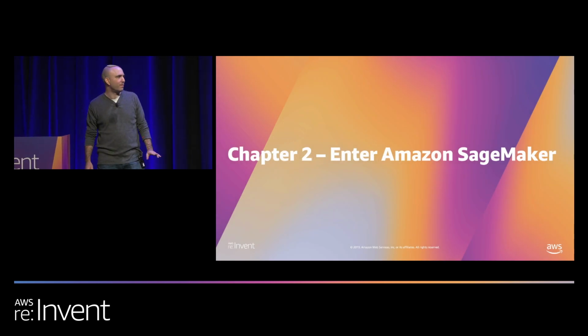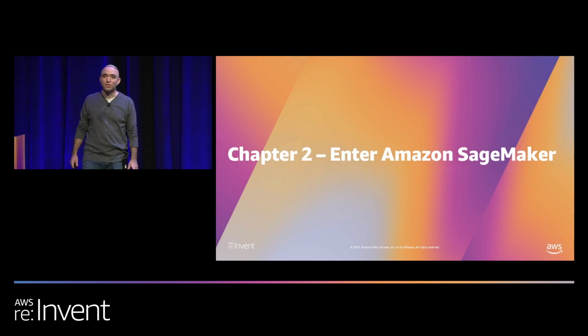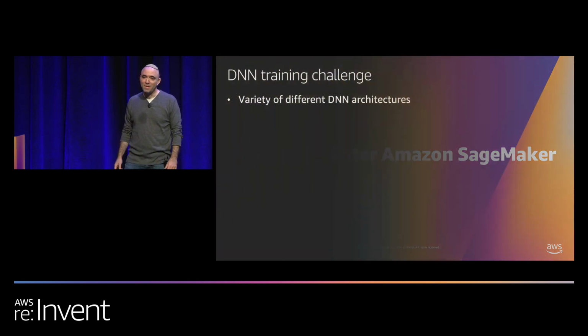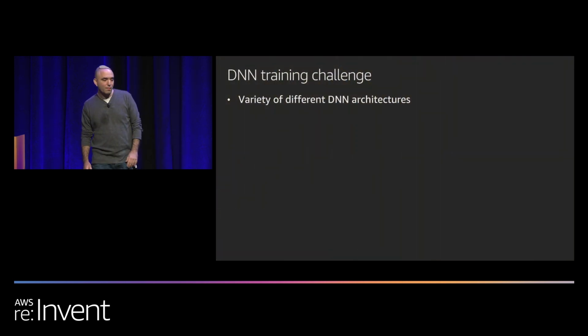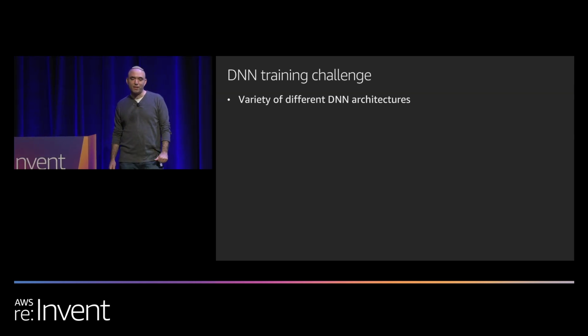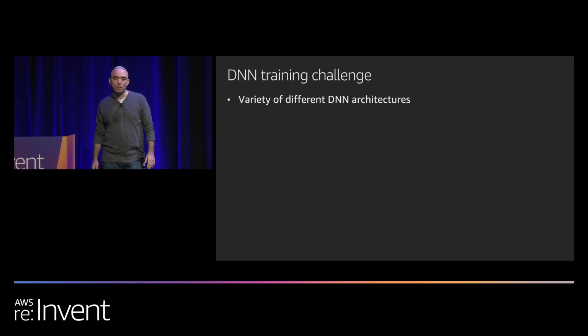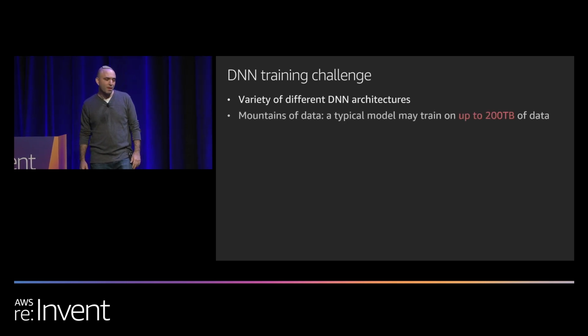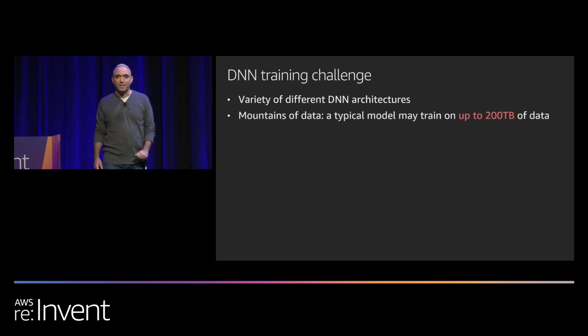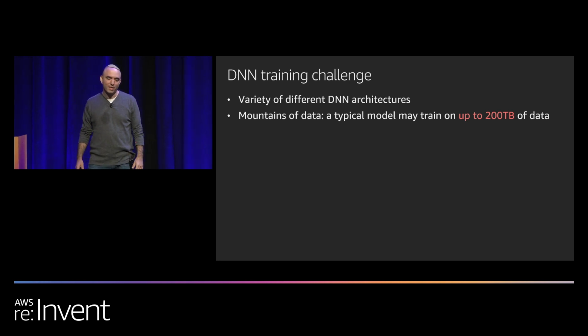So how does SageMaker fit in? I will answer that in chapter 2 of my story, Enter SageMaker. As you can imagine, Mobileye has a very wide variety of deep neural networks, many different architectures of all shapes and sizes. One property of most of our DNNs is that they train on very large data sets. We have mountains of data, up to 200 terabytes for some of our networks.